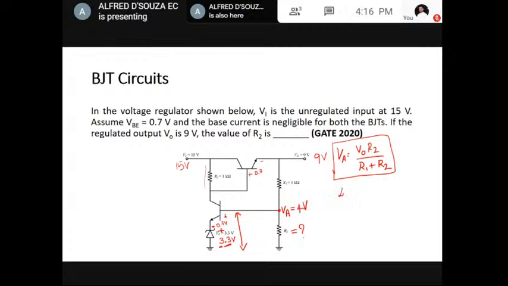So substitute: 4 is equal to 9 times R2 by (1000 plus R2). So 4000 plus 4R2 is equal to 9R2. Take the 4R2 this side, you will have 5R2 equal to 4000, and R2 will be equal to 800 ohm. So very simple. You should not leave this kind of question.